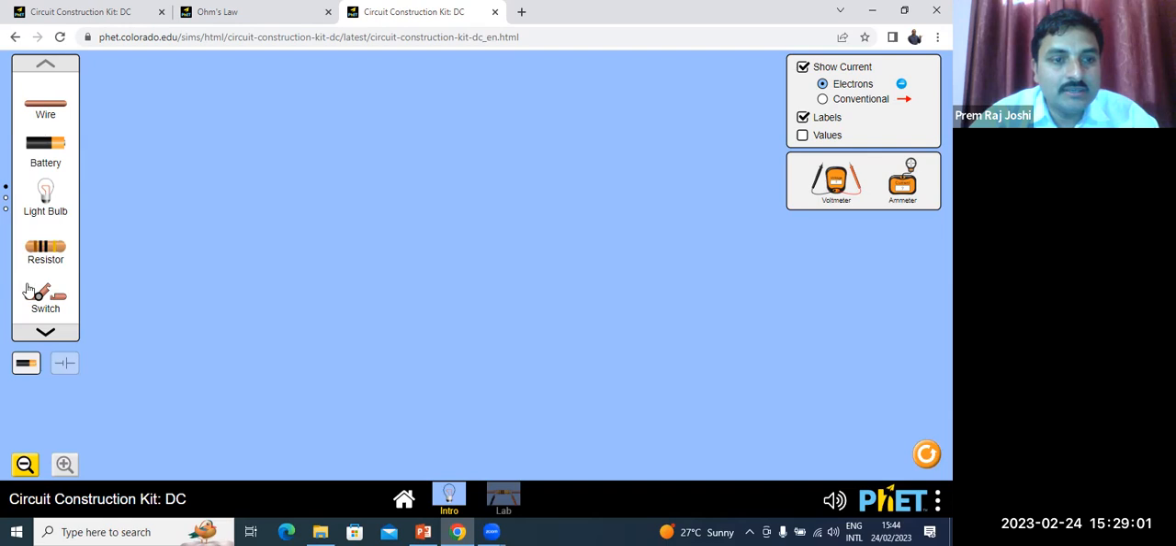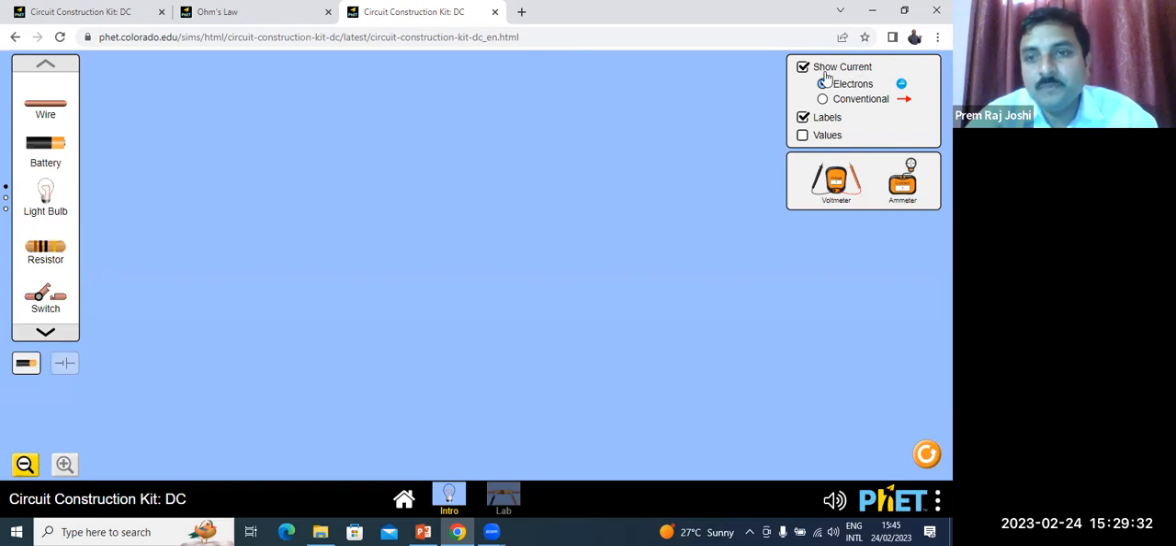So there are various items on the left hand side. You can see this is the wire, this is the battery, this is the light bulb, this is the resistor, this is the switch. If you scroll down, there are so many other things like fuse, dollar bill, the paper clip, and all. So basically, whenever we are drawing the electrical circuit, we have different symbols, right? Wire, battery, light bulb, switch, resistor. So we can show both ways, right?